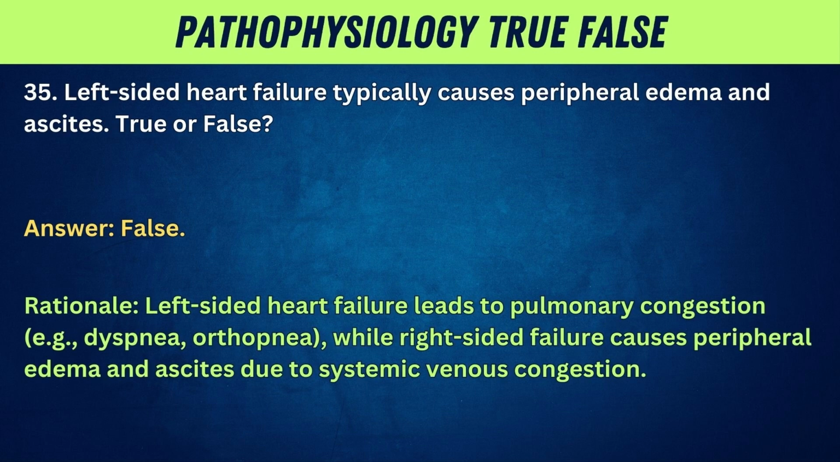35. Left-sided heart failure typically causes peripheral edema and ascites. True or false? Answer: false. Rationale: left-sided heart failure leads to pulmonary congestion, e.g., dyspnea or orthopnea, while right-sided failure causes peripheral edema and ascites due to systemic venous congestion.